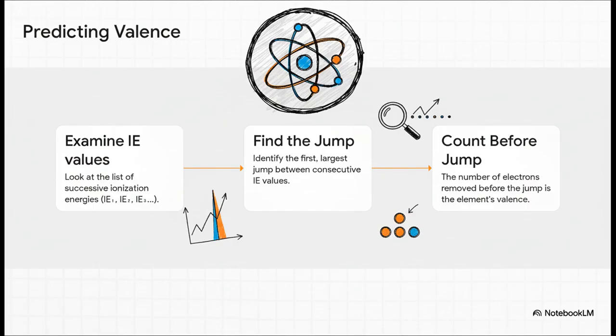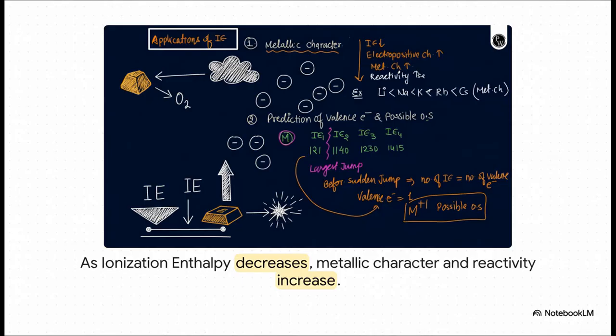It's that simple. And this brings us right back to our original question about gold versus oxygen. What does it really mean to be a metal? Well, chemically, it means you give up electrons easily. So it makes perfect sense. Elements with a low ionization energy, a cheap price to lose an electron, are going to be your most metallic and reactive elements. See? It all connects.